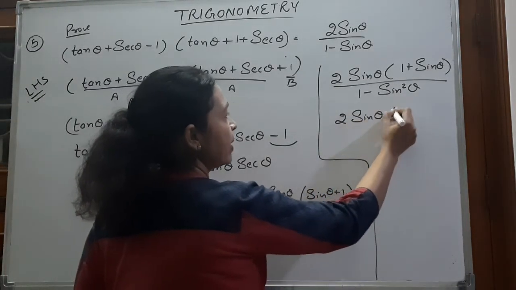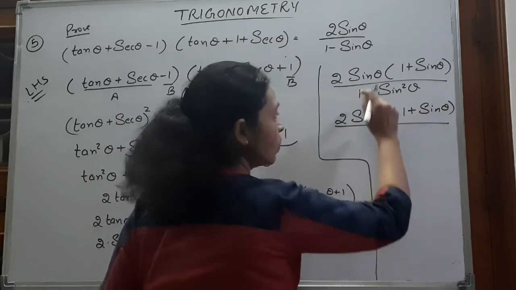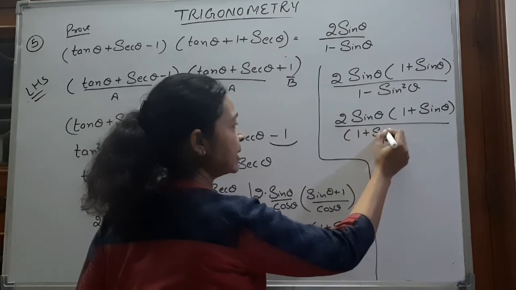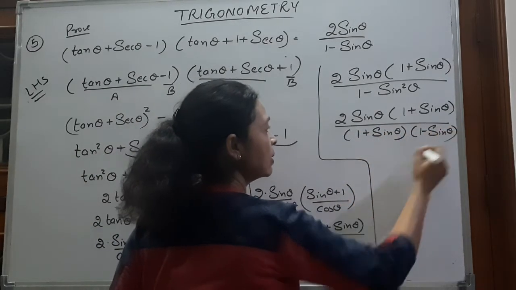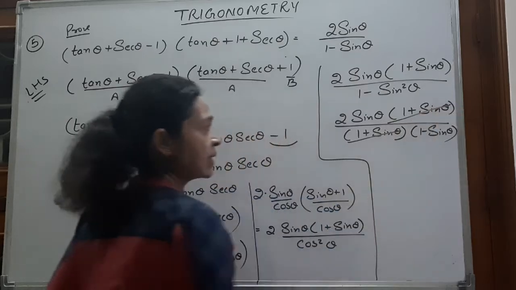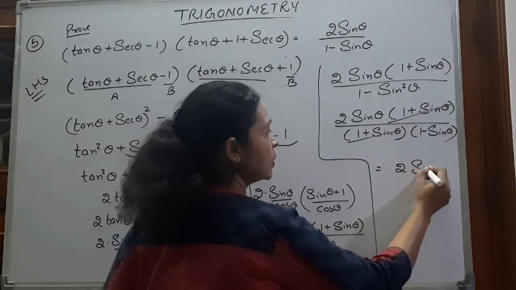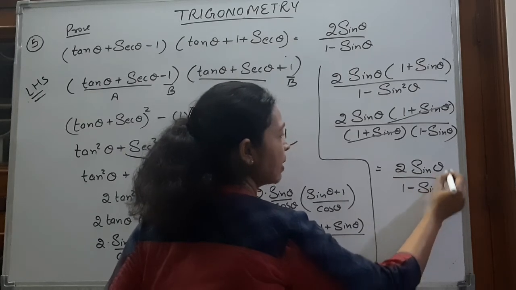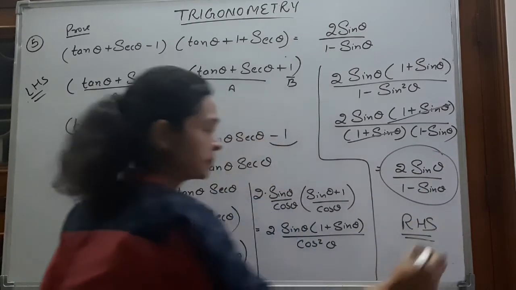So we can write 1 plus sin theta upon, in place of 1 square minus sin square theta, we can write 1 plus sin theta into 1 minus sin theta. 1 plus sin theta, 1 plus sin theta, both get cancelled. What is left with us? 2 sin theta upon 1 minus sin theta, which is our right hand side.